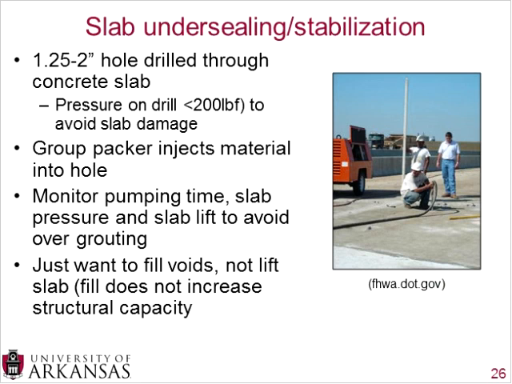If you're performing slab undersealing or stabilization, the first step is to drill about a 1 1/4 to 2 inch diameter hole through the concrete slab. And the pressure on this drill should be less than 200 pounds force, and that's to avoid slab damage. You don't want so much force where you're actually pushing the slab down into that void, which can create significant cracking problems. You just want to make sure you have enough pressure on that drill in order to get a sample out of there. You then get a grout packer, and the grout packer injects material into the hole.